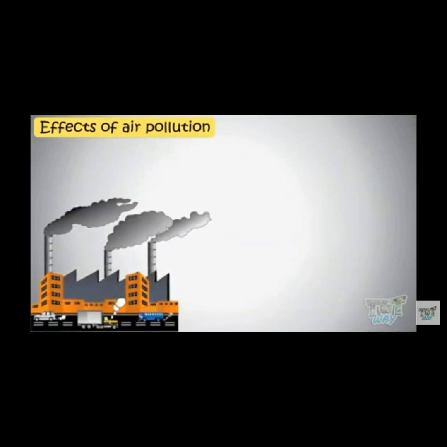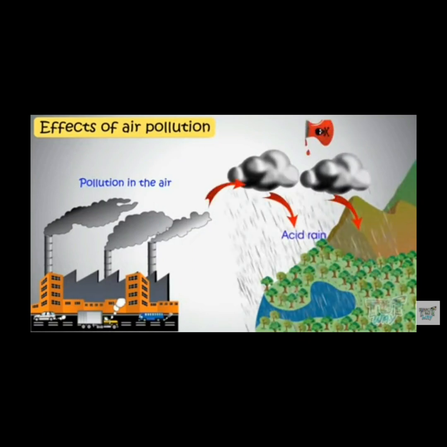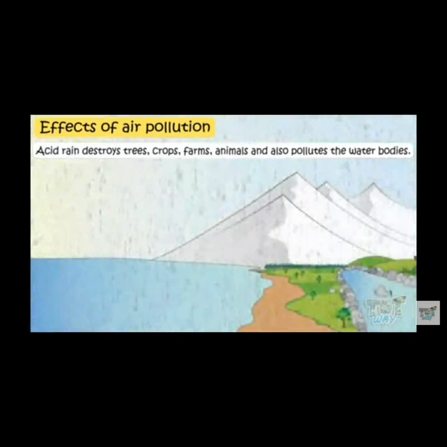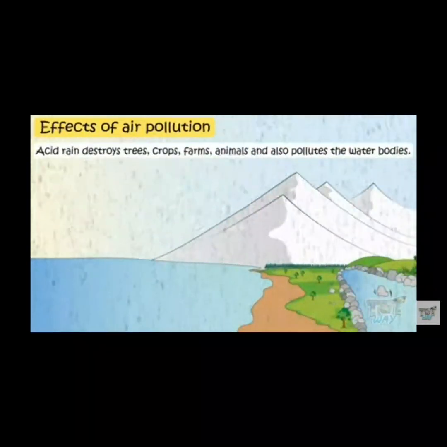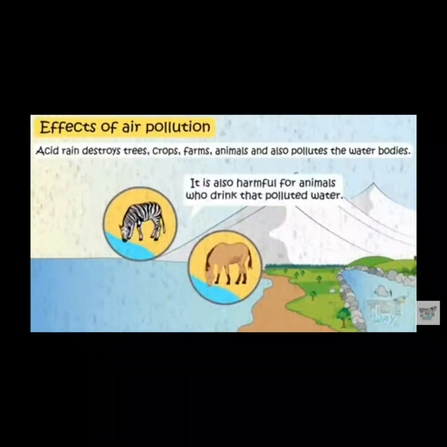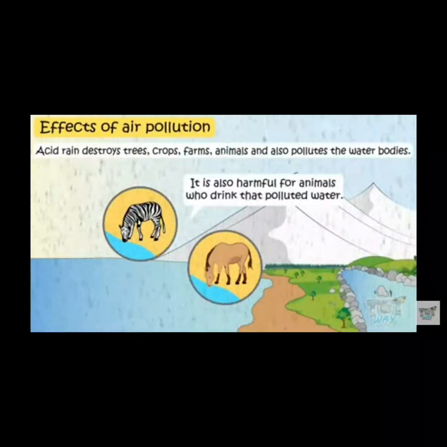Chemical pollutants in the air, when mixed with rain, form acid rain, which is very harmful for all living beings. Acid rain destroys trees, crops, farms, animals, and also pollutes the water bodies that again harms the living things that depend on the water of that water body.